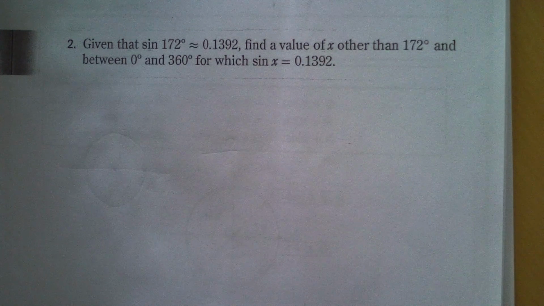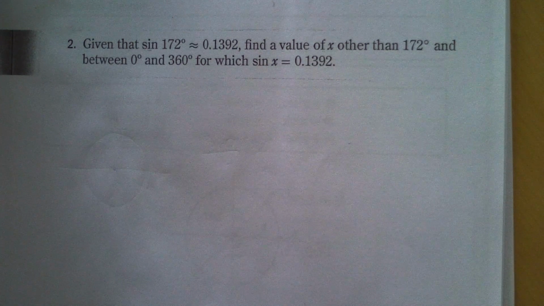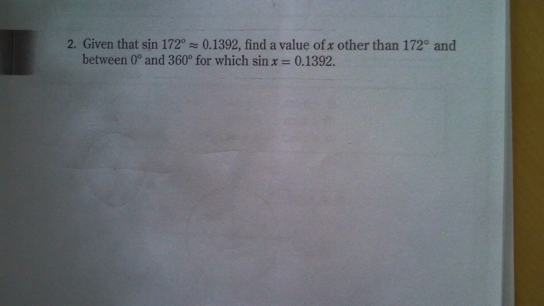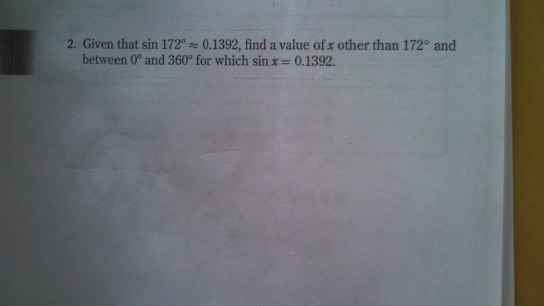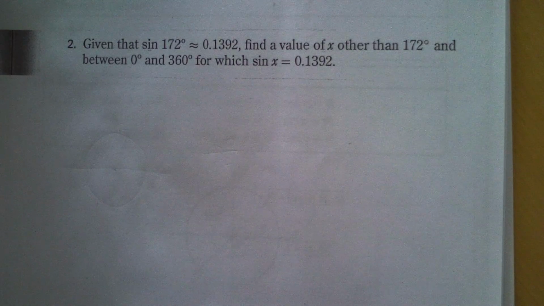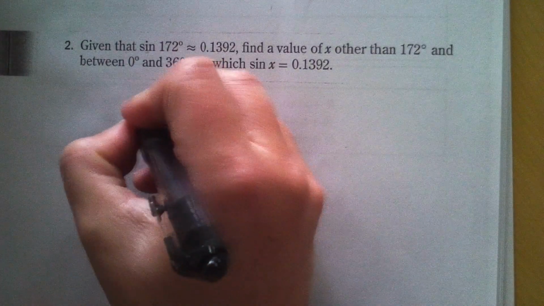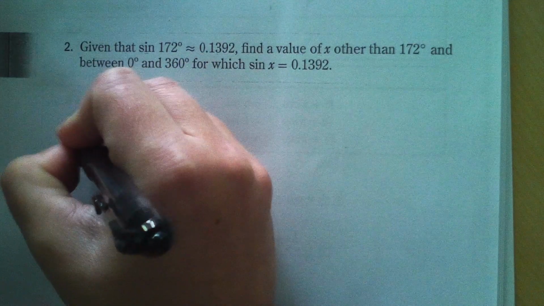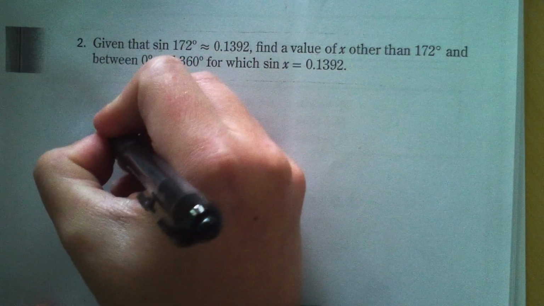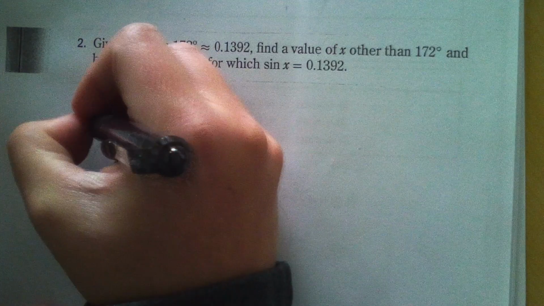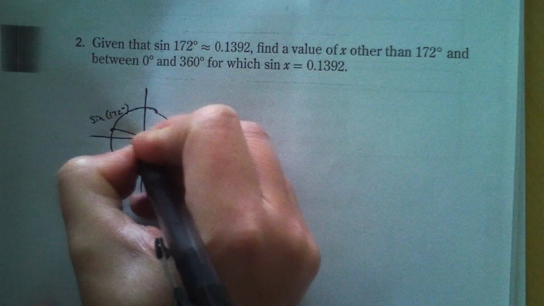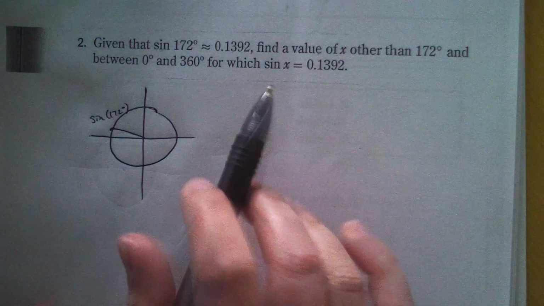So it says here that we're given sine of 172 is approximately 0.1392. Find a value of x other than that number 172 between 0 and 360, of which the sine of x is equal to the same exact thing. Okay, so if I've got my unit circle, sine of 172 would be a little bit above the 180, right? So if that's our sine of 172, out to there, they want to know what other sine value is going to kick out this same answer.